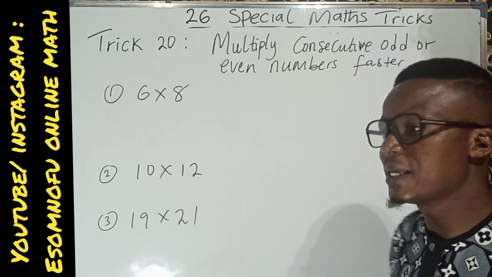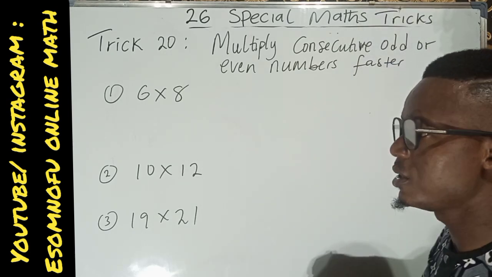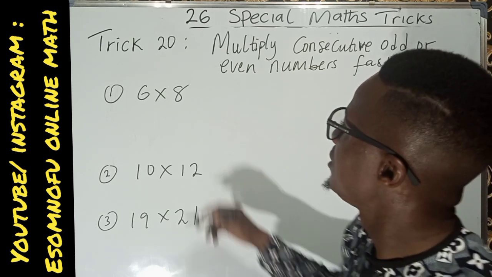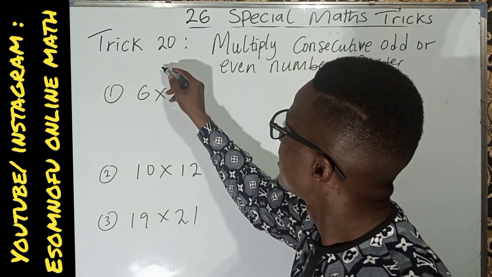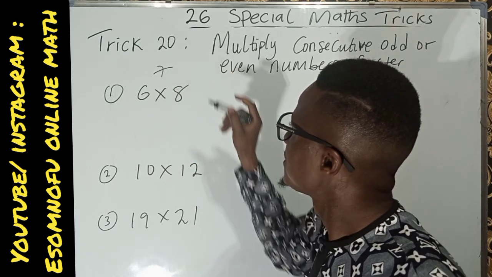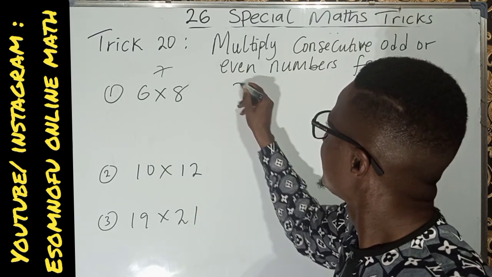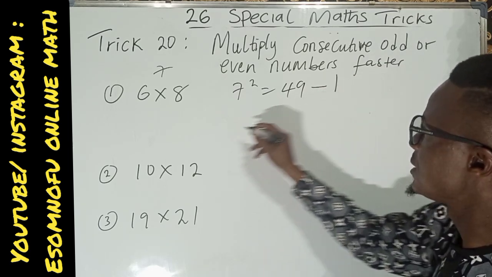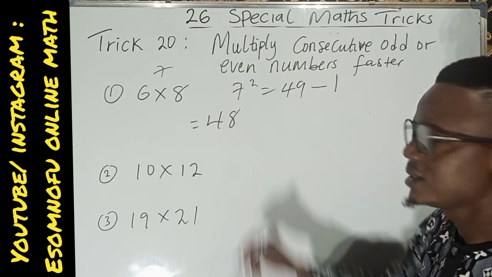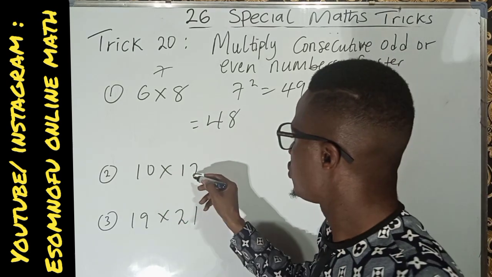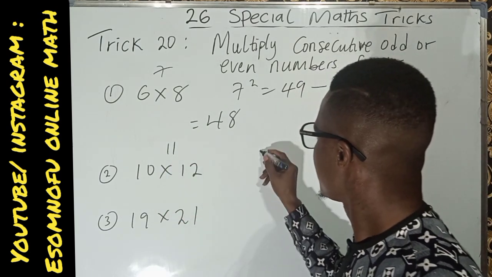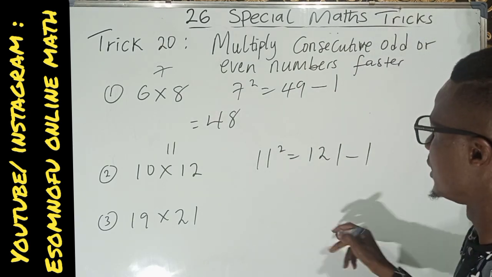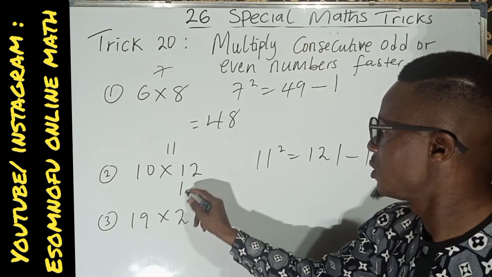They are consecutive in terms of odd and even. But before you can get this trick well known, you must know the perfect squares. Okay? For example, 6 and 8, the number between them is just 7. And 7 squared will give us 49. Then after squaring, remove 1 from it. The answer is 48. Now, 10 and 12, the number between them is 11. And 11 squared should be 121. Then after that, minus 1. 121 minus 1 will give us 120.